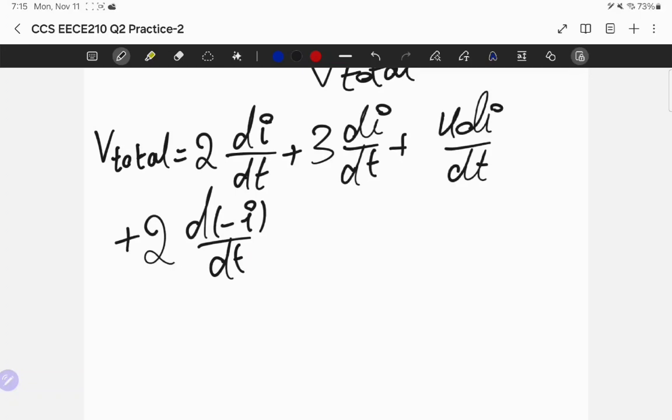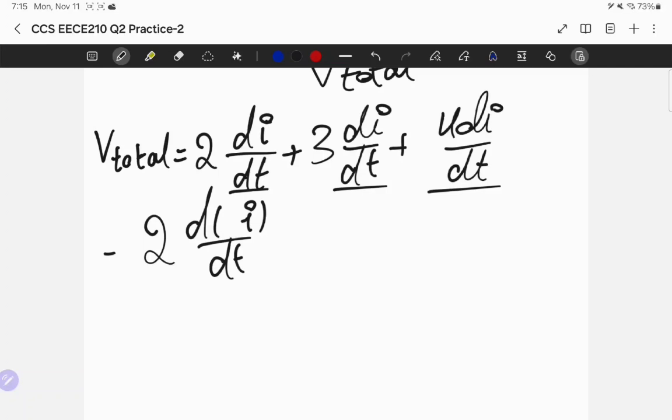But this is really complicated. Not really complicated. My target is to take di by dt because there's di by dt in here, di by dt in here. I need to take everything as a common factor, all di by dt. But this is not di by dt. This is d minus I by dt. So for cosmetic purposes, I'm gonna remove this minus sign and give it to the minus 2. So like this.